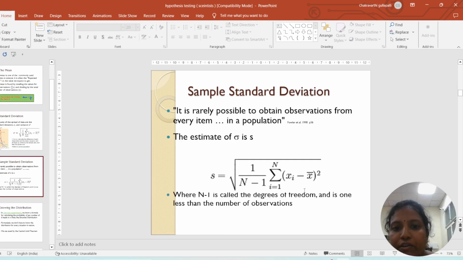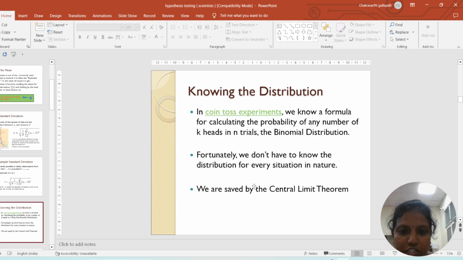So for the sample standard deviation, we rarely obtain the observations of every item in the population. So the estimated sigma is denoted by S. The formula of S is root of 1 by n minus 1 summation xi minus x bar whole square. Here n minus 1 is called the degrees of freedom, which is one less than the number of observations.